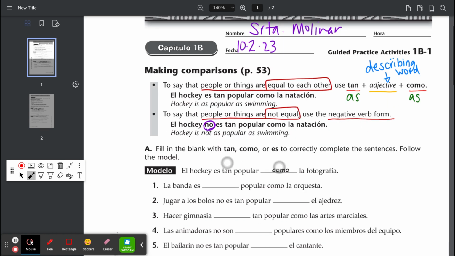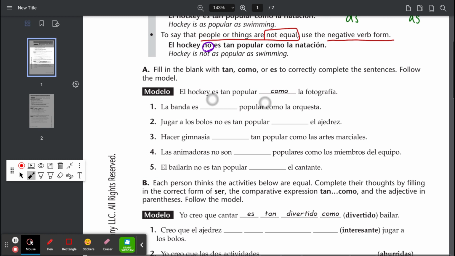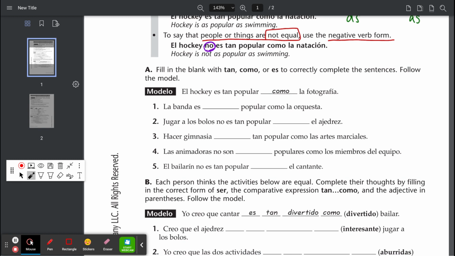All right, so we're going to move on to section A. We're going to fill in the blanks with tan, como, and es to correctly complete the sentences. So here we have la banda es blank popular como la orquesta. So we already have the word es, we already have the word como, so the word that's missing is the word tan.